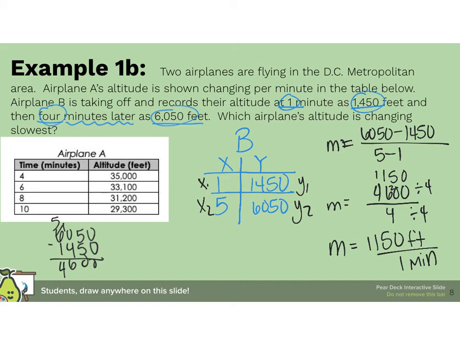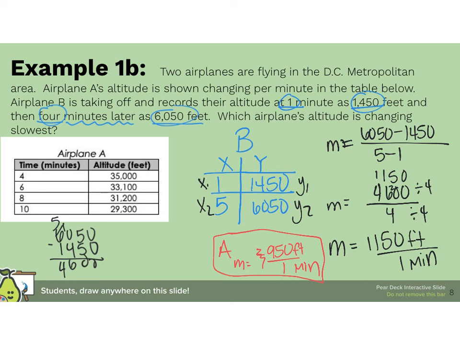This is for airplane B. And then airplane A was negative 950 feet per minute. So which one is going slower? We're looking for the smaller number. So remember, we're going to look at the absolute values, which means we don't care about the sign. So we have 950 and 1,150. So airplane A is going slower, or airplane A is changing, their altitude is changing the slowest.